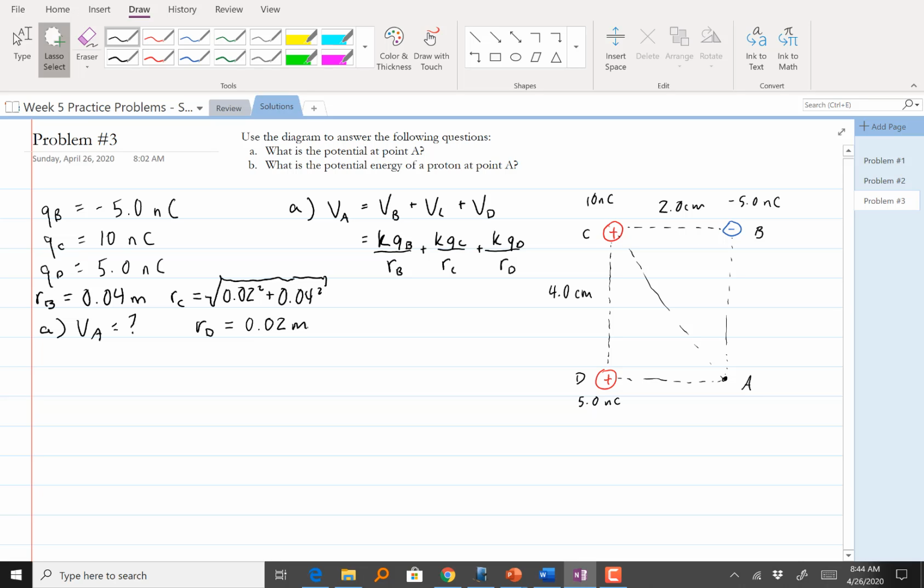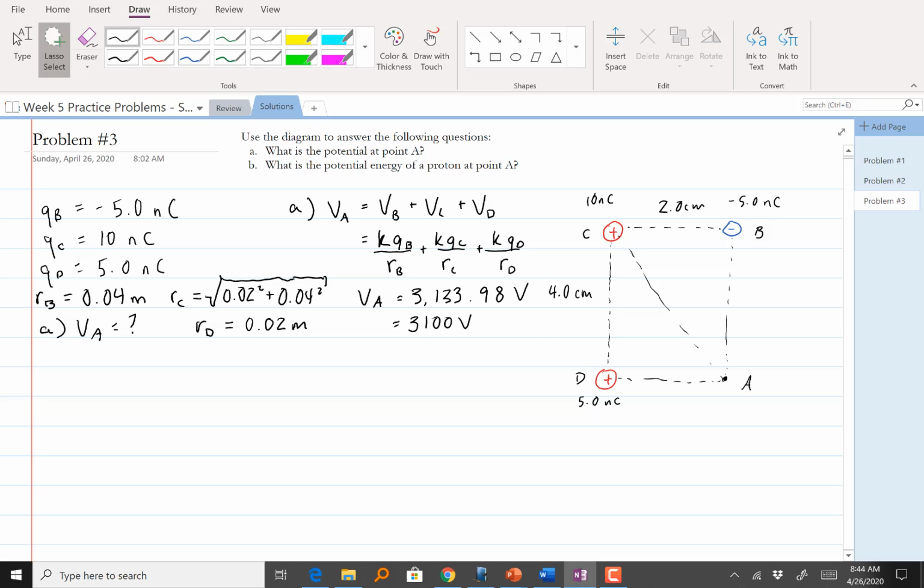All right, and so with all of these, I can plug in my values, and I should get a final answer for the voltage at A of 3,133.98 volts, or to two significant figures, 3,100 volts.